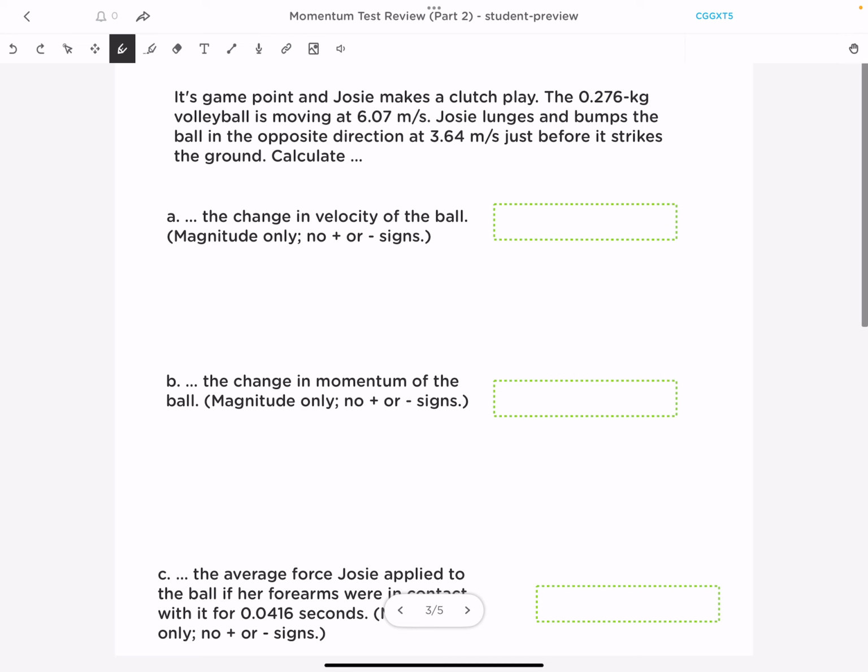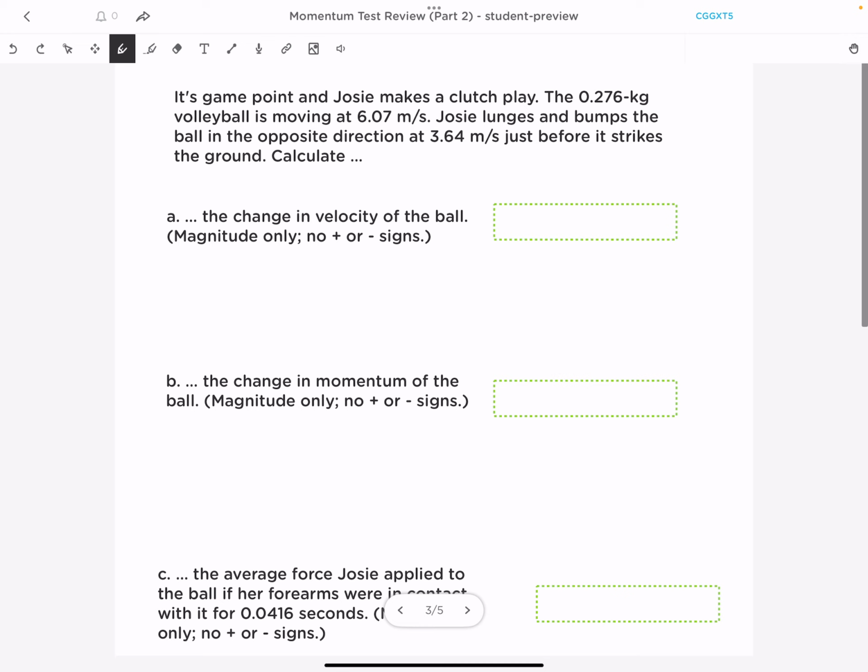So that doesn't mean that you ignore the fact that they're going in opposite directions, right? The ball is initially going towards the ground, and then she bumps it with her fist, and then it's going to be moving upward. But it's only asking for the magnitude, so you can just put the actual value. It doesn't matter what you call positive or negative. But the fact that they are going in opposite directions, with the ball initially going towards the ground and then bouncing up and away from the ground, affects what the change in velocity is going to be.